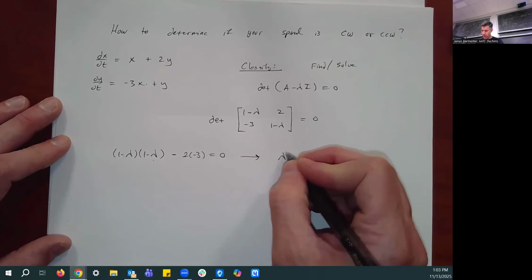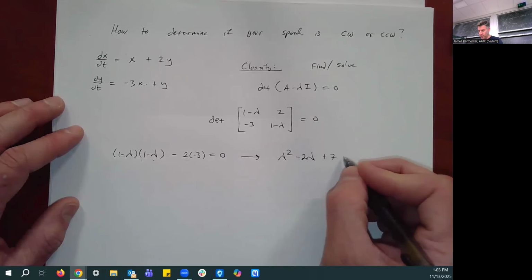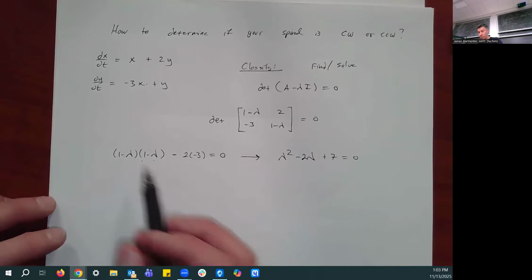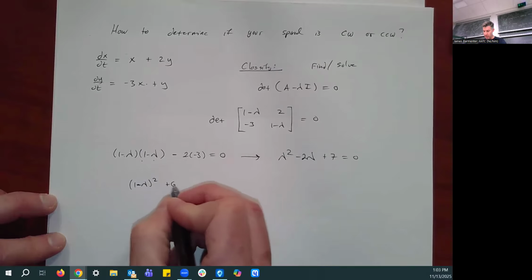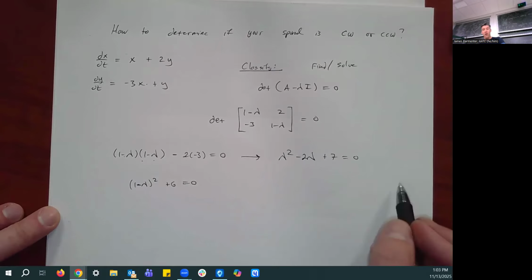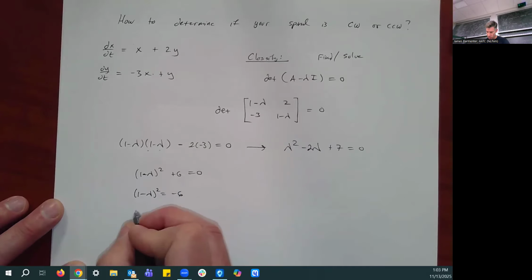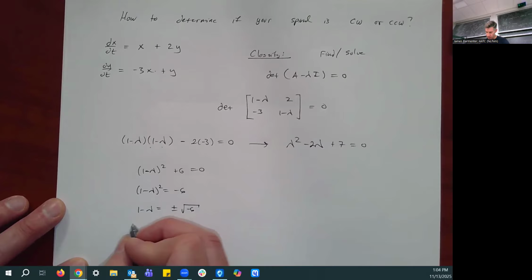So instead of multiplying this out and writing one quadratic equation, it'd be totally fine to say lambda squared minus 2 lambda plus 1 plus 6 is plus 7, equal to 0, and then use the quadratic formula. But if you notice you're in this lucky situation where you have (1 minus lambda) squared plus 6 equal to 0, you can say, oh look, (1 minus lambda) squared equals -6. 1 minus lambda equals plus or minus the square root of -6. And then negative lambda equals -1 plus or minus i root 6. So lambda is equal to 1 plus or minus i root 6.